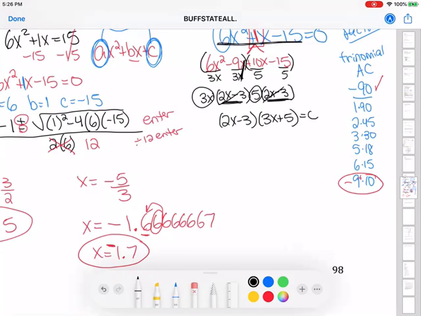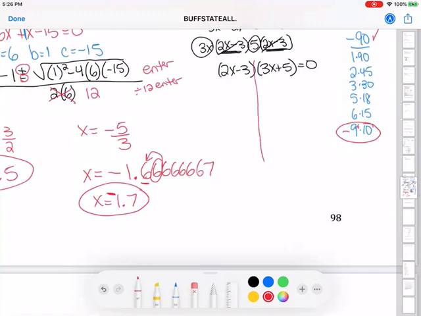You can try to factor again, but you'll notice no other factoring method applies, so the equal 0 comes down, and I'm ready to move on to my solving portion, which is T it up. So there's only 2 factors, so it's just 1 T, 1 vertical line down the middle, splitting them up, and I have my T. On the left side, I have 2x minus 3 equals 0, and on the right side, 3x plus 5 equals 0.